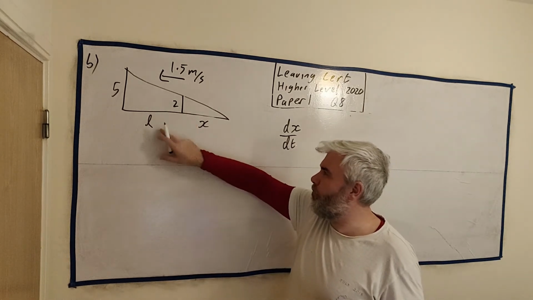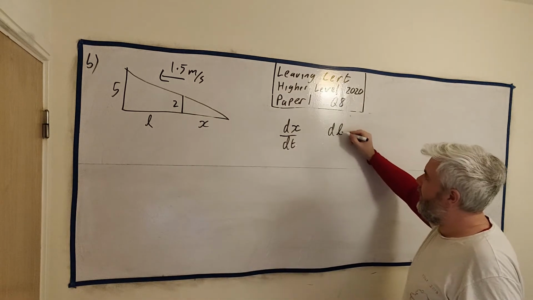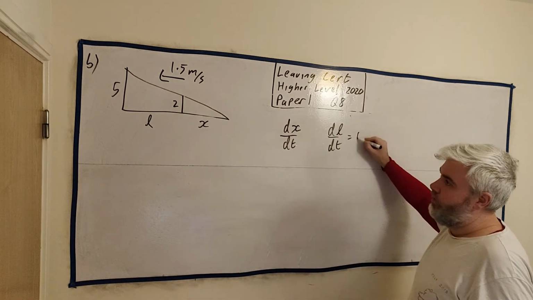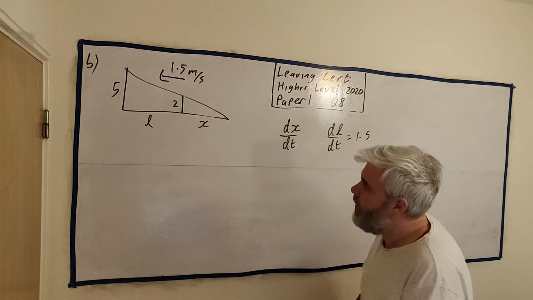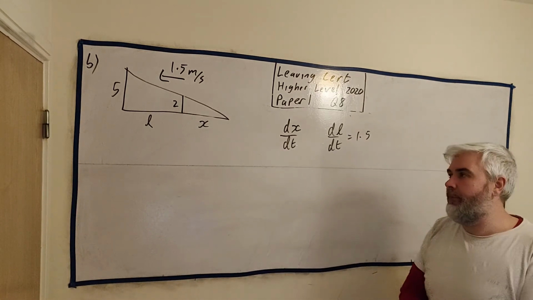That's what we should be thinking. And how is the person moving? The person is moving towards the street light. So it's really just dl/dt is equal to 1.5. So we should be thinking of those. They should be jumping out at the start of the question. We'll come back to them in a minute.